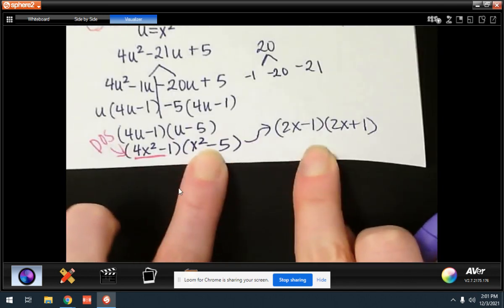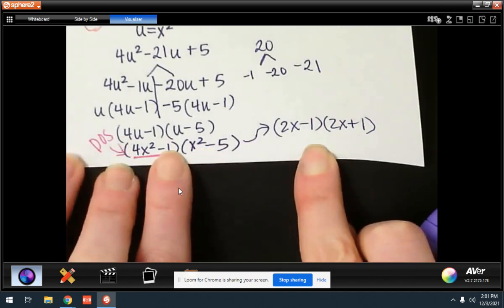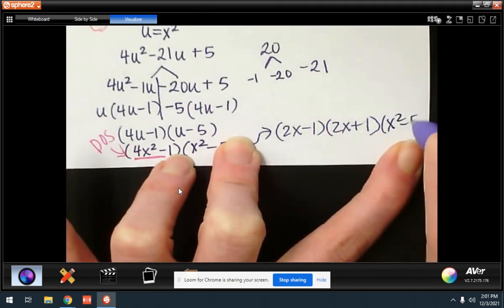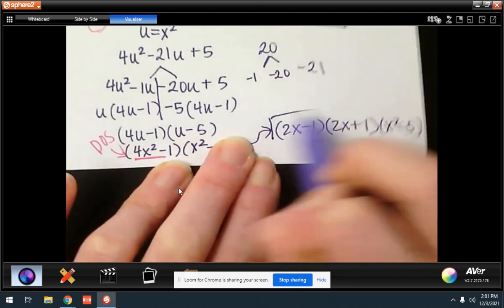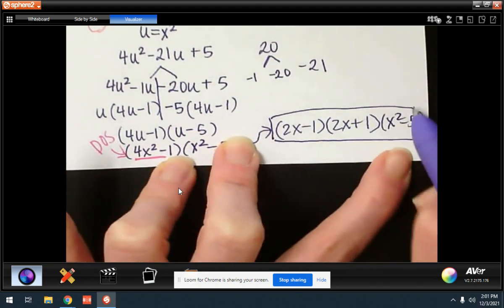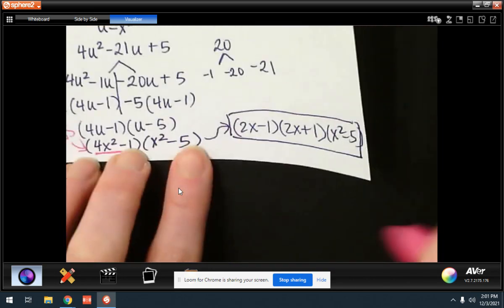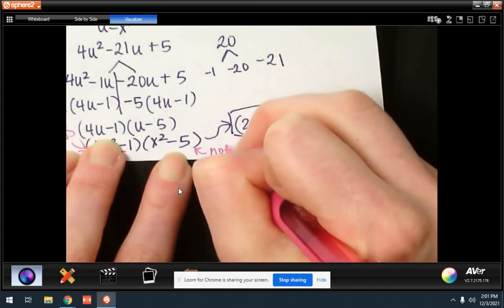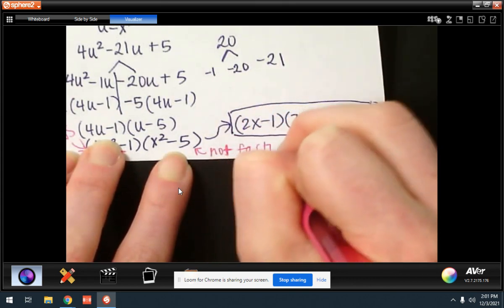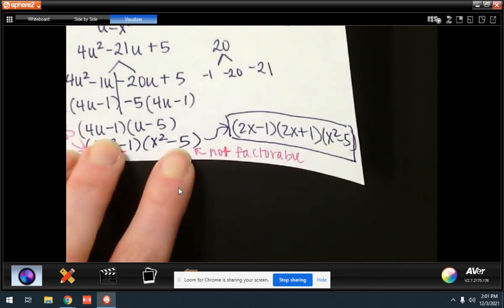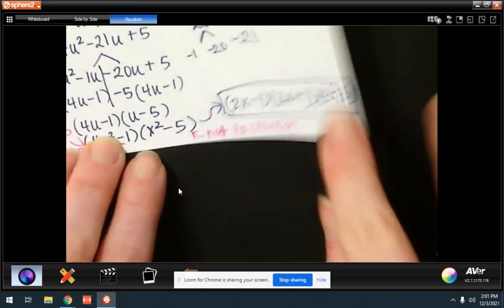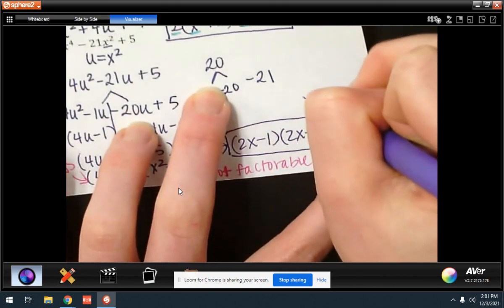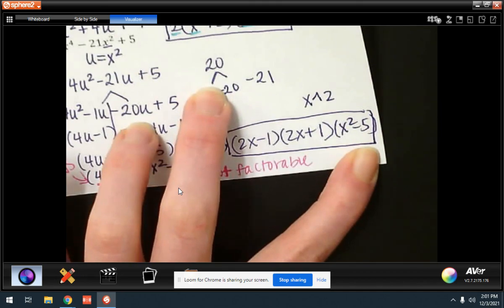Okay, and then is x squared minus 5 factorable? No. 5 is not a perfect square. It can be in the final answer. So we got 2 linears and a quadratic that wasn't factorable. We'll label that as not factorable. Only non-factorable quadratics are allowed to stay in the final answer. And when you type that in, you would just use a little caret for that factor, x squared.